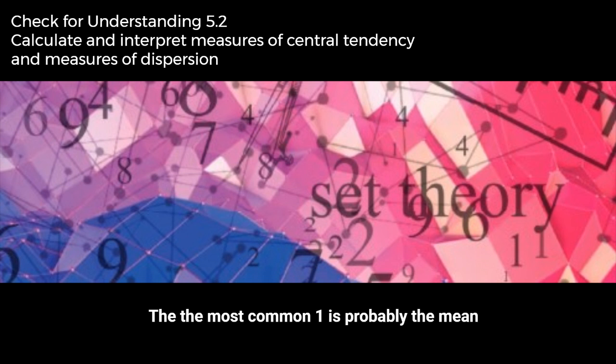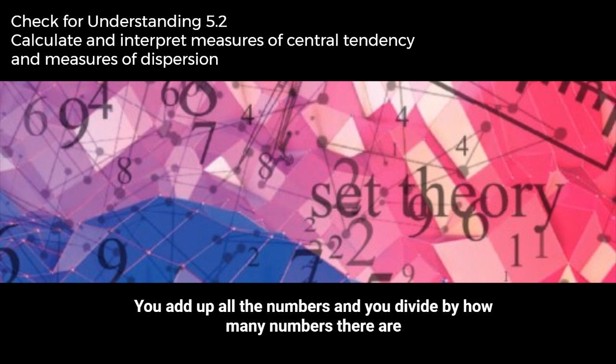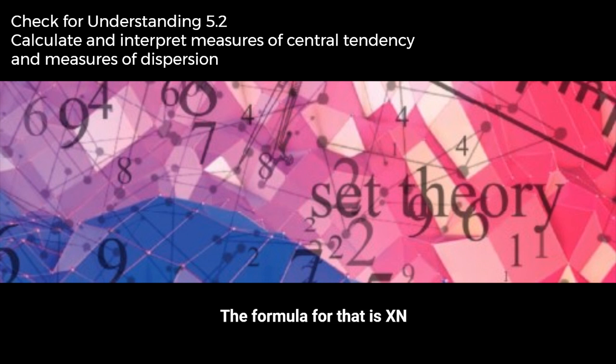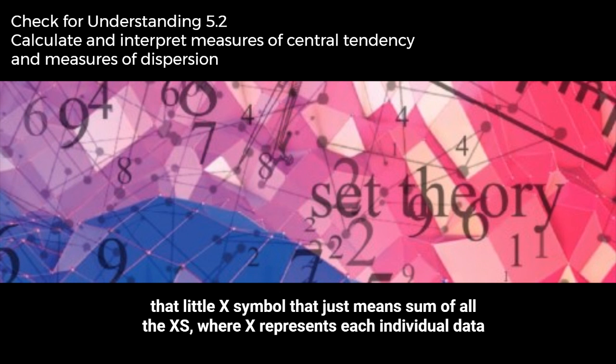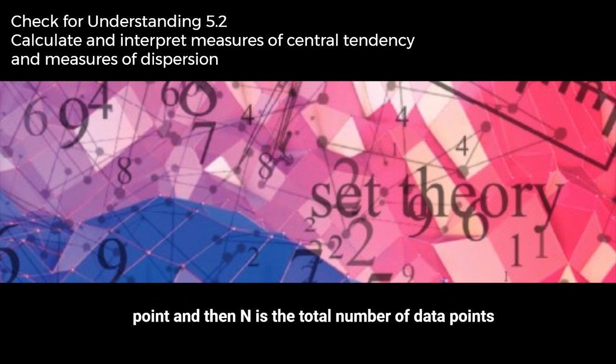The most common one is probably the mean, which is what most people just call the average. We've all calculated that, right? You add up all the numbers and you divide by how many numbers there are. Yep, that's it. The formula for that is Σx over n. That Σ symbol just means sum of all the x's, where x represents each individual data point, and n is the total number of data points.